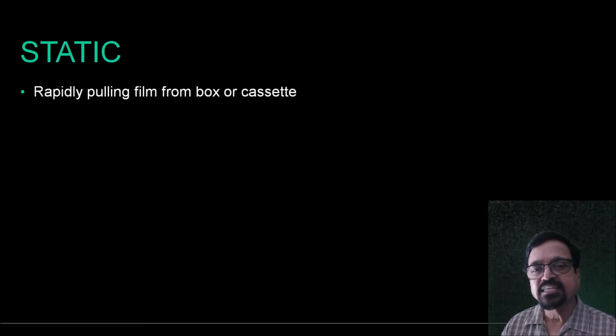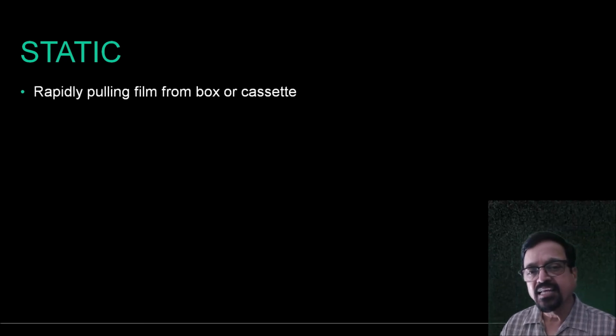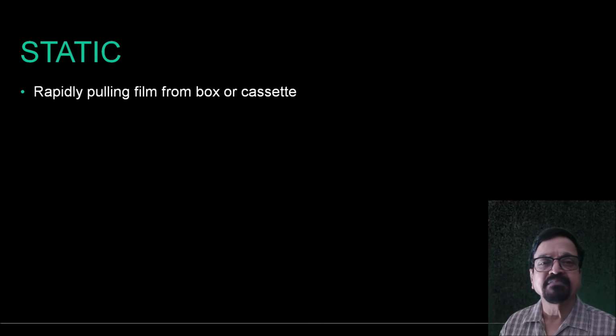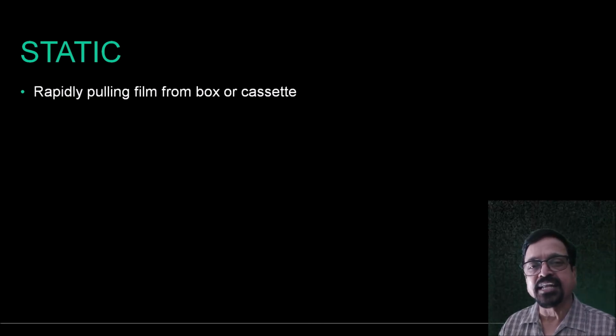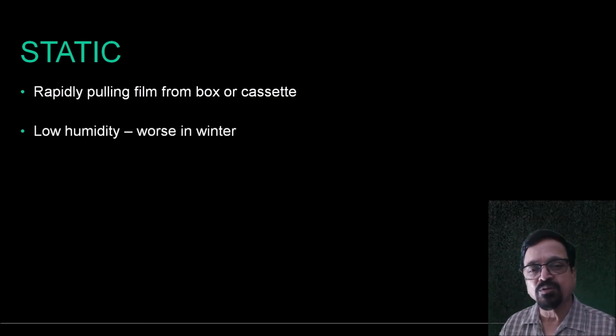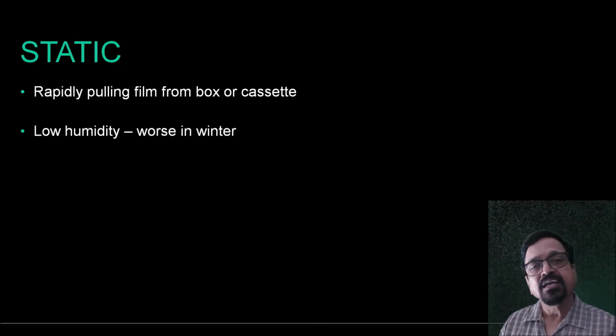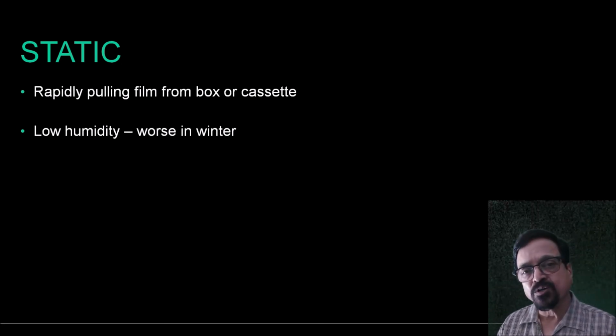The first is static. Static is caused by rapidly pulling the film from the box or the cassette. Static, as we really experience in the winter season, is when we sit on a plastic chair and try to get up, there will be some static. That is the electricity produced. So these static electricity marks can be there on the films. That happens when there is a rapid movement, maybe while putting in the box or pulling from the box or pulling from the cassette.